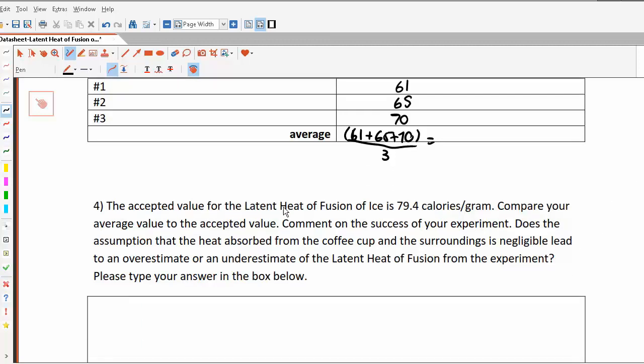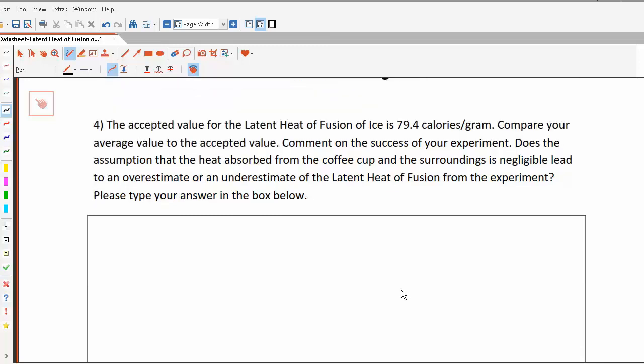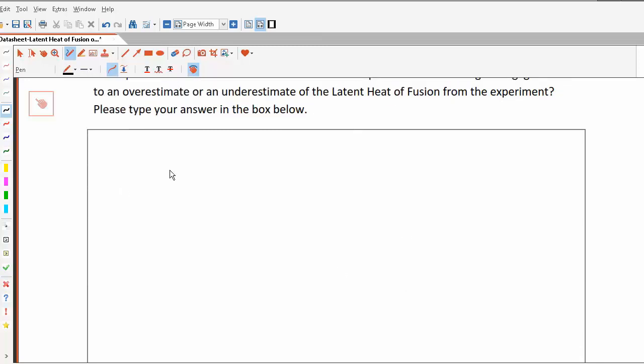And that will give you your average. Note that the accepted value for the latent heat of fusion of ice is 79.4 calories per gram. Compare your average result to the accepted value and comment on the success of your experiment. You can type your response in the box below. And that's the end of the analysis.